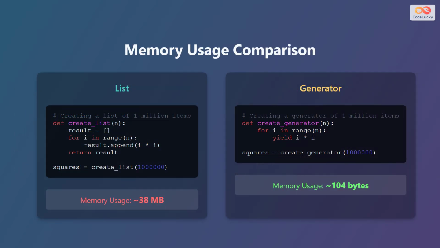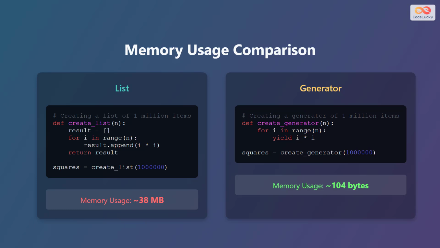Now let's compare the memory usage of lists and generators. On the left, we have a list. The code defines a function called createList that takes an integer n as input. Inside the function, a list named result is initialized. A for loop iterates from i equals 0 to n minus 1. In each iteration, the square of i is calculated using i multiplied by i, and then appended to the result list. Finally, the function returns the result list. After calling the function createList with argument 1,000,000, the result is stored in a variable called squares. For a list of 1,000,000 items, the memory usage is approximately 38 megabytes.